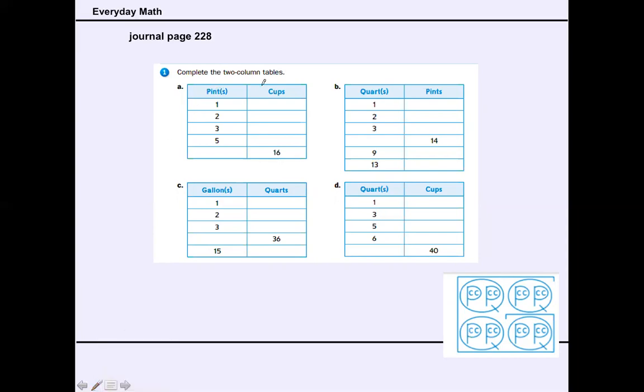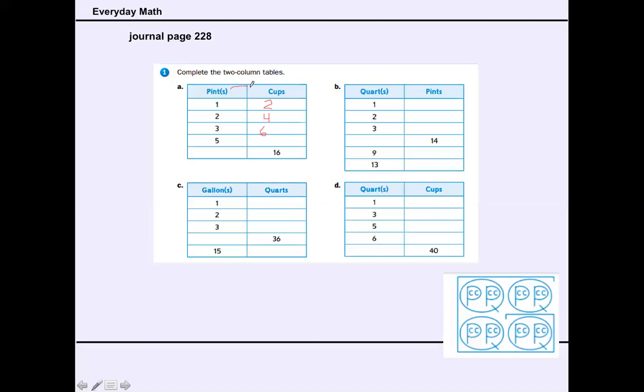In 1 pint, how many cups are there? So I'm going to look at my diagram. In 1 pint, which is a P, I see there are 2 C's, so 1 pint equals 2 cups. How many cups are there in 2 pints? So 2 P's, I'm going to count the C's on the inside. 1, 2, 3, 4. There are 4 cups. For 3 pints, how many C's are inside? 1, 2, 3, 4, 5, 6. There are 6 cups.